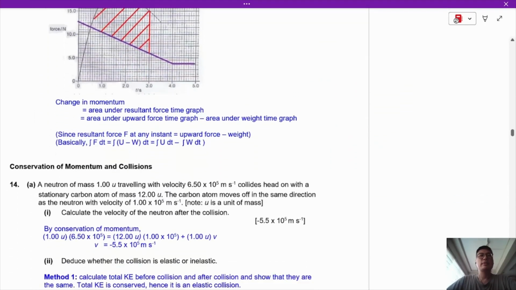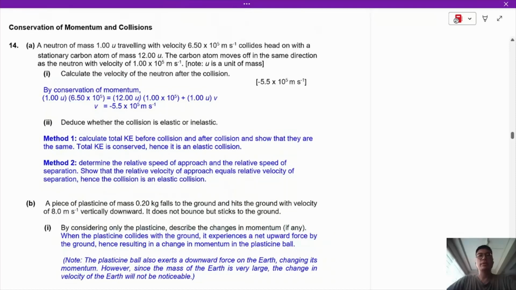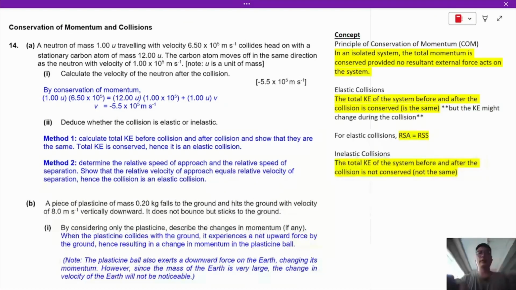Right. Now we're going to go on to a new topic for question 14. Let's take a look at question 14. Now question 14 makes use of two principles. The first principle is the principle of conservation of momentum. Now it's important to remember what the principle of conservation of momentum is. So make sure you memorize this.